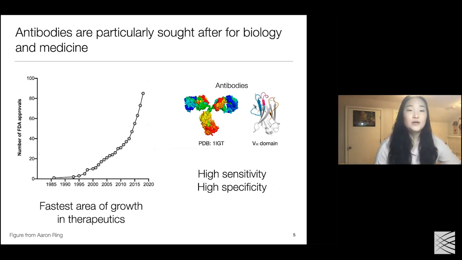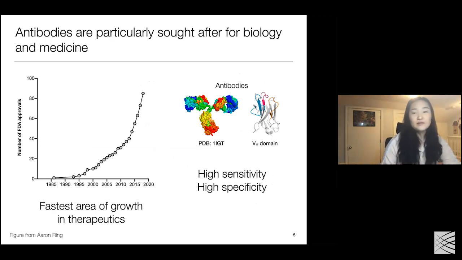Inside protein design, though, antibody design is especially important. These are particularly sought after for biology and medicine. And as you can see in the plot on the left, the cumulative number of FDA approvals over the years has increased exponentially for antibodies. And this just demonstrates how biologics, and especially antibodies, are the fastest area of growth in therapeutics.